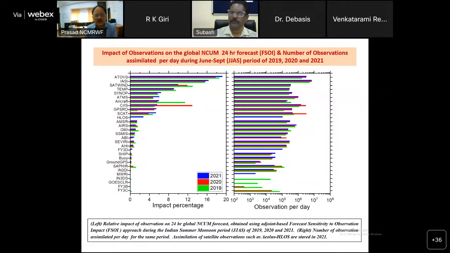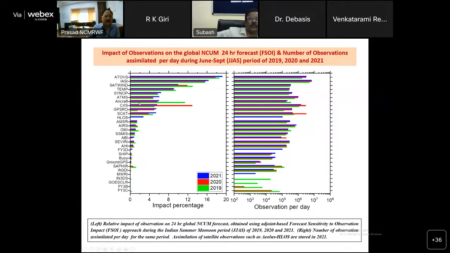Like that, you can see the comparison of the impact for the years 2021 and 2019 for the JJAS period. You can see that the impact of satellite observations is increasing tremendously, and the conventional observations such as TEMP and RADIO TEMP and other things do not improve their contributions, or remain the same, or are reducing.